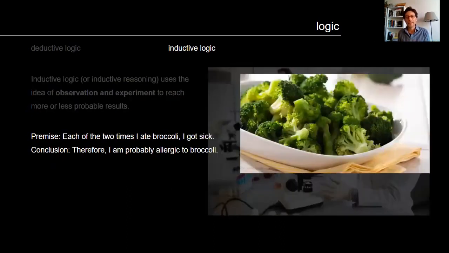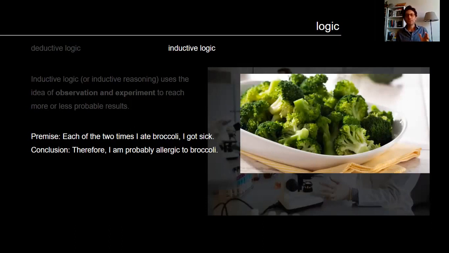Take another example. Each of the 2 times I ate broccoli, I got sick. Therefore, I'm probably allergic to broccoli. So here, the premise is each of the 2 times I ate broccoli, I got sick, and the conclusion is therefore I'm probably allergic to broccoli. This seems like an inductive logic because the result is intended to be a probable result. The result is not meant to be a certain result like in deductive reasoning. The person who makes the argument, in this case it's me, is intending to give a probable result here.